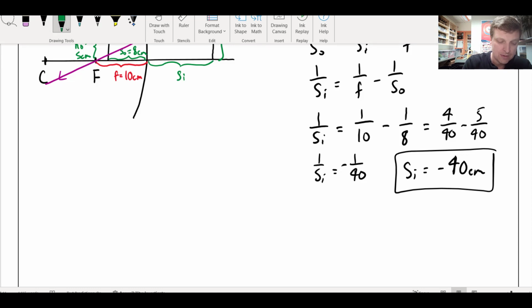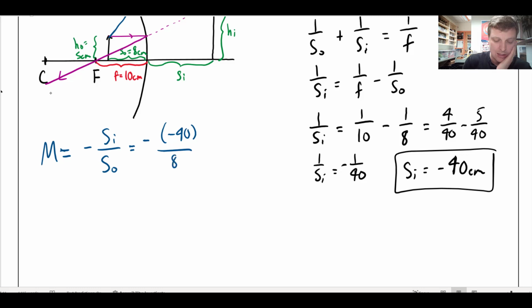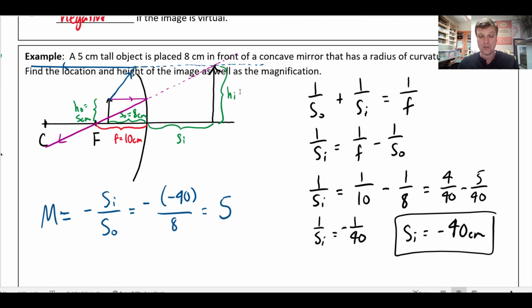And so remember, with the magnification, we can find that two ways. So I could say magnification, I know SI and SO, so I'm going to use that. It's negative SI over SO. And so that's going to be negative times negative 40 over 8. And so you can see that works out to be 5. Now, two things to notice. Number 1, it's positive, and it's positive because my image is upright. So that negative sign out front kind of mattered.